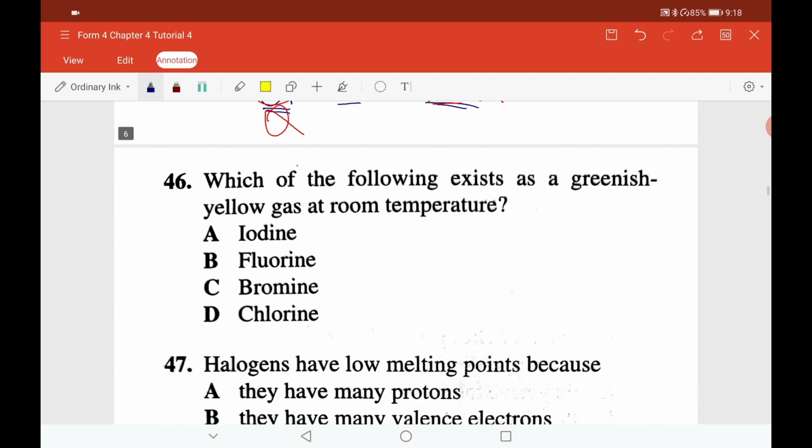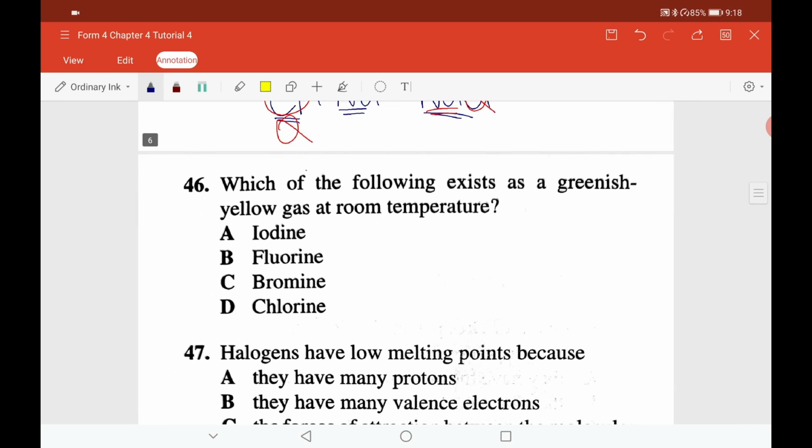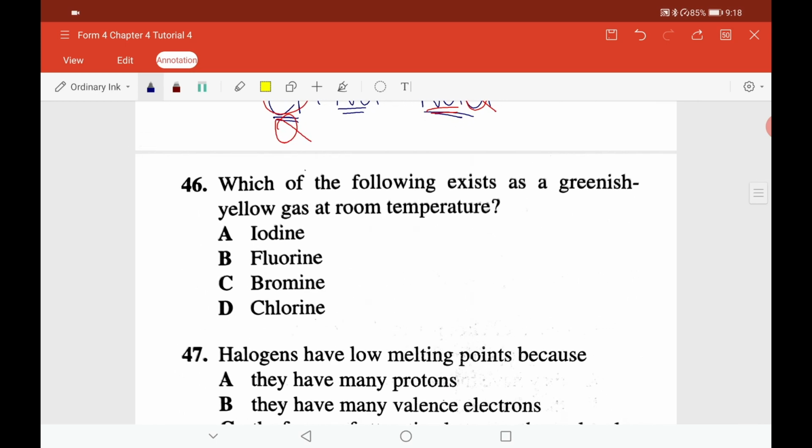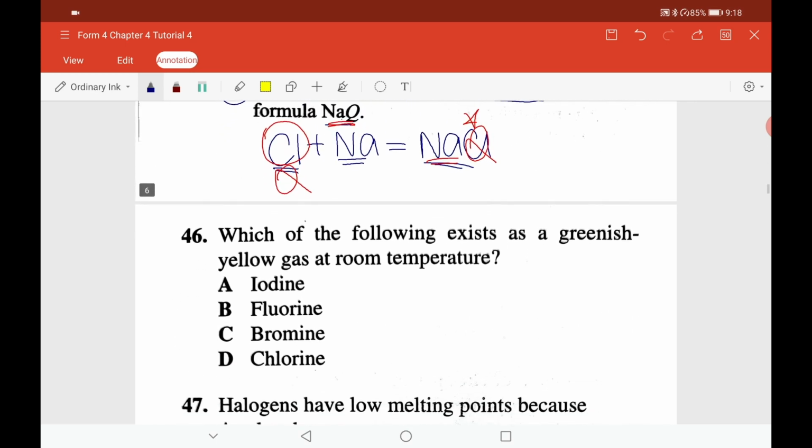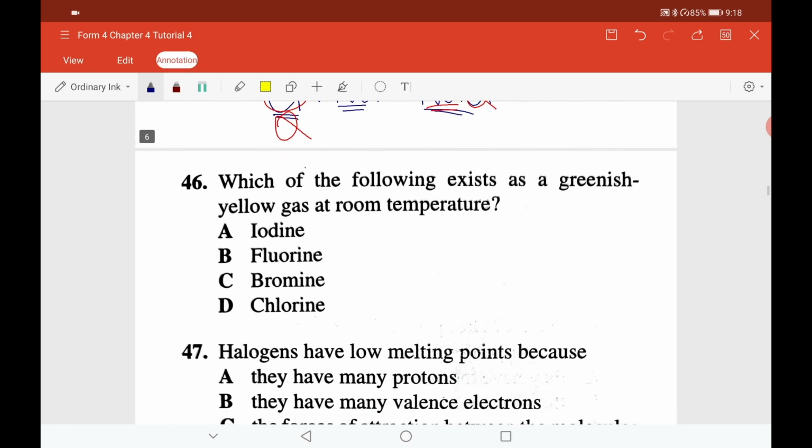Yeah. So the next question is very straightforward. Which of the following exists as greenish yellow gas? So greenish yellow gas is chlorine. So this is very straightforward. Okay, you know the color, then it's easy.